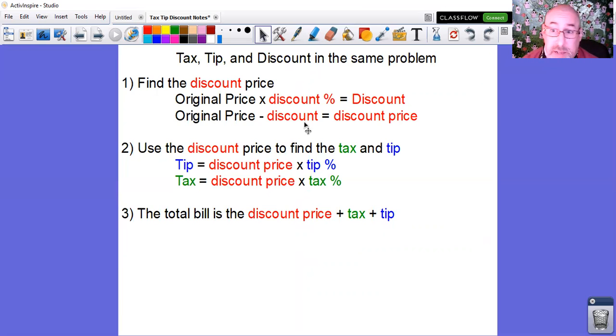Of course, we know that the original price times the discount percent gives us our discount amount. We subtract that from our price, and then we have our discounted price. Then we're going to use the steps for tax to find out how much tax we pay on that discounted price. If we're going to put in a tip, we find the tip on the discounted price, not the original. Then we find our total: discounted price, plus the tip, plus the tax, if necessary.